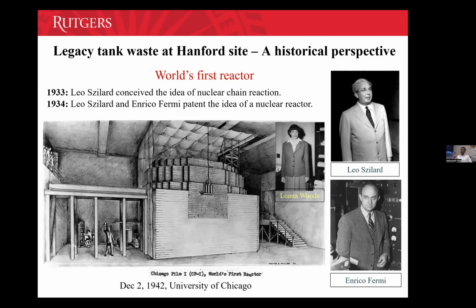In 1933, 1934, two scientists, Leo Szilard and Enrico Fermi, came up with the idea of the nuclear chain reaction, what we know as nuclear fission, a controlled nuclear chain reaction. Around that, in 1934, they filed a patent to develop the first nuclear reactor. The picture you see here is the world's first nuclear reactor, built in 1942 at the University of Chicago, actually under the football stadium of the University of Chicago.